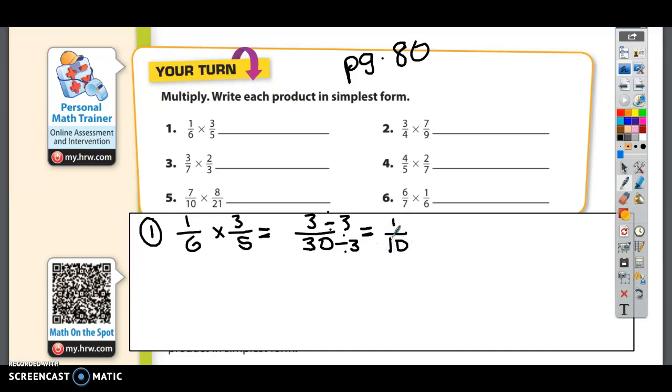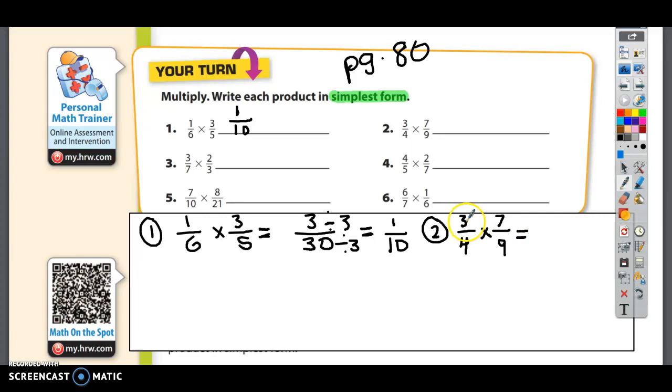The answer is 1/10. I want you to be real careful here that the answer is not 3/30ths, because you were expected to write the answer in simplest form. So if you're writing your answers and they're not simplified, then they're incorrect. You have to get the most correct answer, not just any answer that kind of works. All right, number 2 is 3/4 times 7/9.